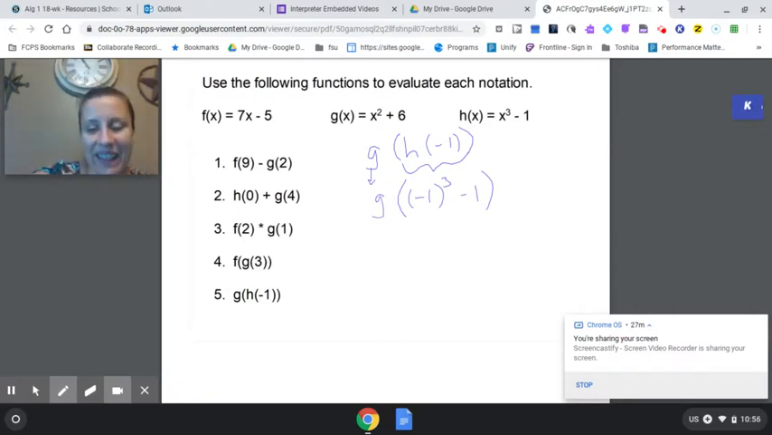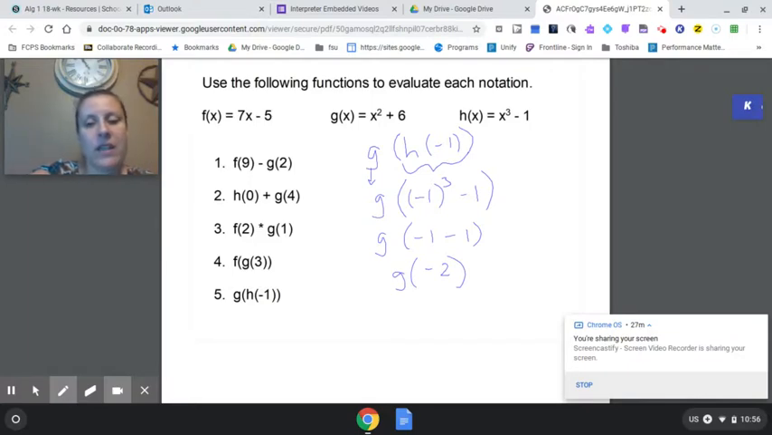All right, let's evaluate h at -1. So -1 cubed, that means -1 times -1 times -1. That's still -1. Minus 1. -1 minus 1 gives us -2. So now we're evaluating g's function when the input is -2.